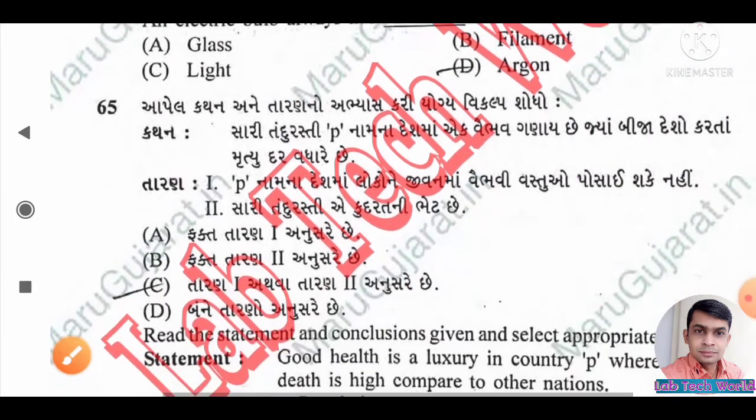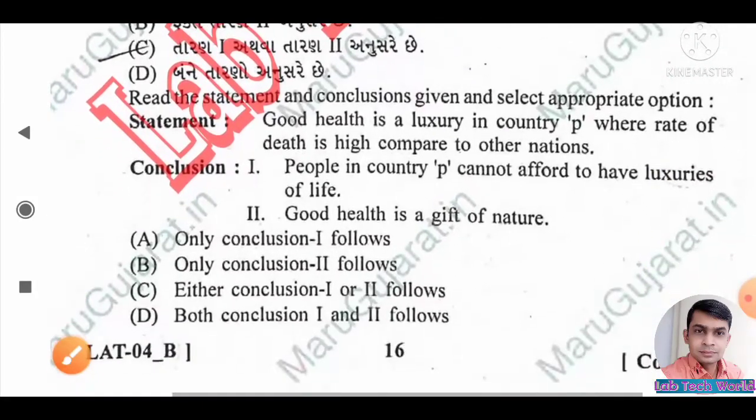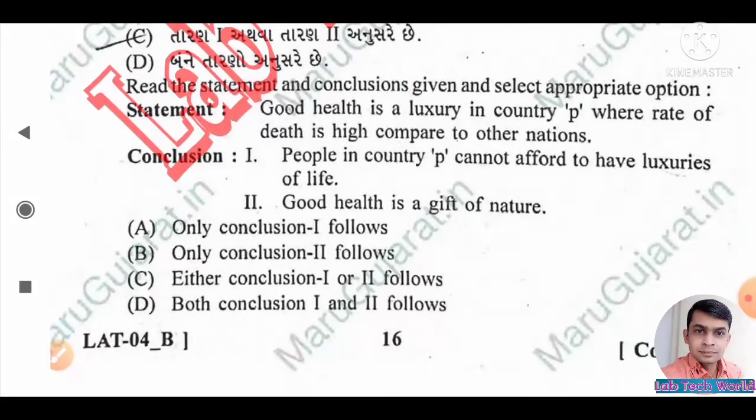Move to the next question, number 65. Read the statement and conclusions given and select the appropriate option. Statement: good wealth is a luxury in a country P, where the rate of death is high compared to other nations. Conclusion 1: people in country P cannot afford to have luxury of life. Conclusion 2: good health is a gift of nature.